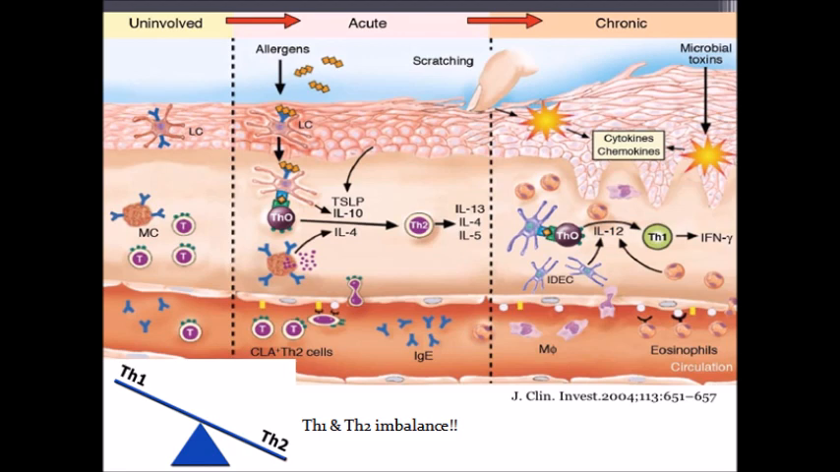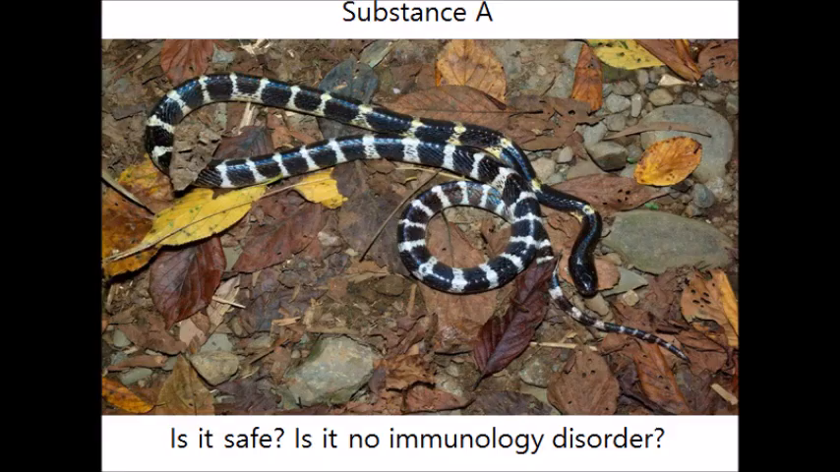Let's talk about atopic dermatitis. Atopic dermatitis has acute dermatitis and chronic atopic dermatitis. Acute atopic dermatitis is an immunological disorder caused by Th1 cell and Th2 cell imbalance. Acute dermatitis is Th2 cell predominance and chronic dermatitis is Th1 cell predominance. I want to see the acute dermatitis that is Th2 cell predominance.